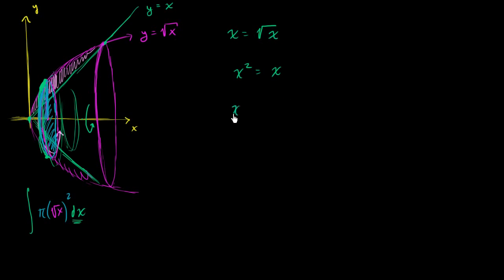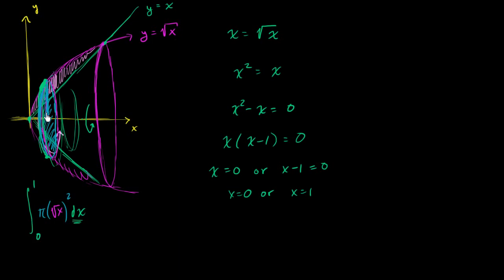You could have done other things. You could say, okay, x squared minus x is equal to 0. You could factor out an x. You get x times x minus 1 is equal to 0. And so either one of these could be equal to 0. So x is equal to 0, or x minus 1 is equal to 0. And then you get x equals 0, or x is equal to 1, which gives us our boundaries of integration. So this goes from x equals 0 to x equals 1. And so for the outside of our shape, we can now figure out the volume.